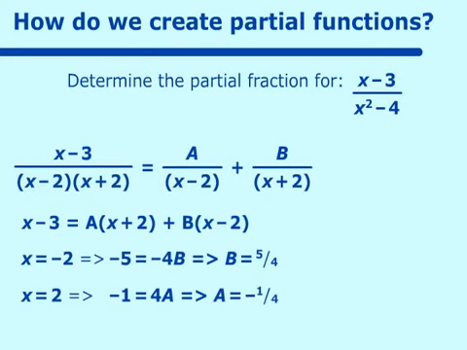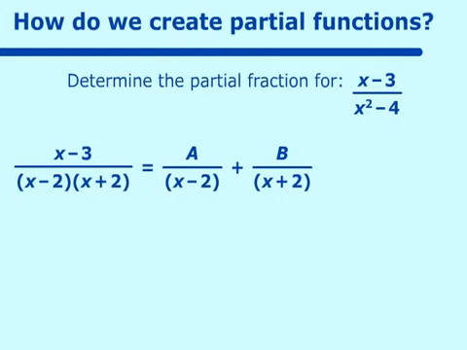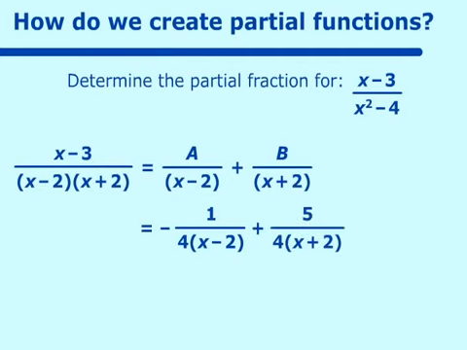So now we have re-expressed our x minus 3 over x squared minus 4 to be equal to a, which is negative 1 over 4 times x minus 2, plus our b, which is 5 over 4 times x plus 2. So let's go on and work this into a problem of integration.